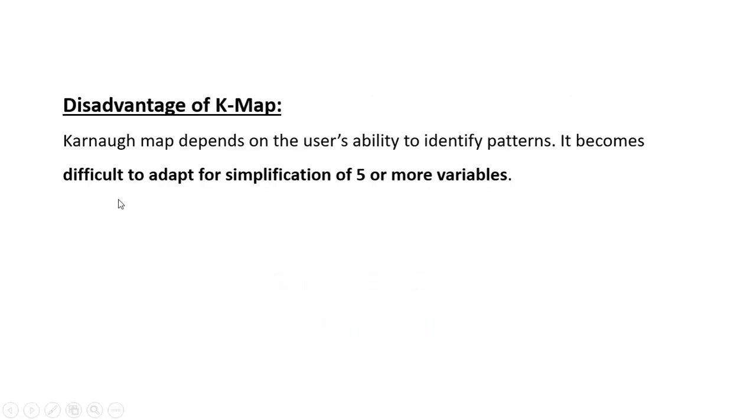The disadvantage of the K map is that it depends on the user's ability to identify the pattern. We have to combine the maximum number of ones, so it becomes difficult to adapt for simplification of 5 or more variables. If you have 5 or more variables, it becomes cumbersome to form a K map. So for that we will move on to the next simplification method, which is the tabular method, which we will discuss in the next lecture.